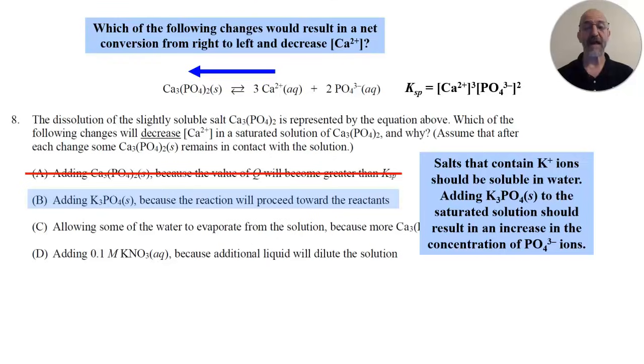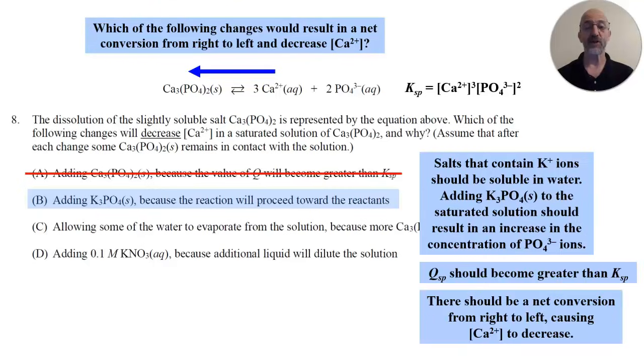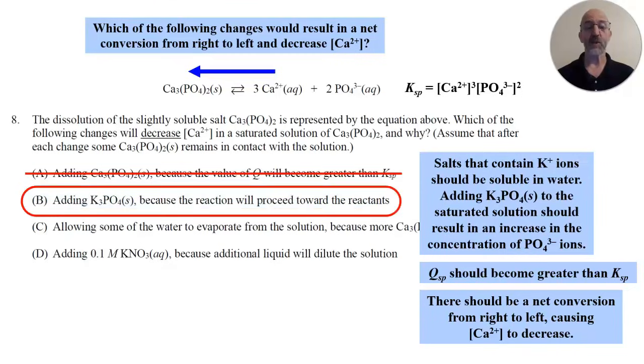So we're adding potassium phosphate to the saturated solution. Phosphate ion concentration goes up. Q should become greater than K, as in QSP should be greater than KSP, because the concentration of phosphate is increasing. And there should be a net conversion from right to left. And yes, this would cause the concentration of the calcium ion in solution to decrease. So I like choice B because of the common ion effect. Calcium phosphate should be less soluble in a solution that contains an additional amount of a common ion, in this case, the phosphate ion.